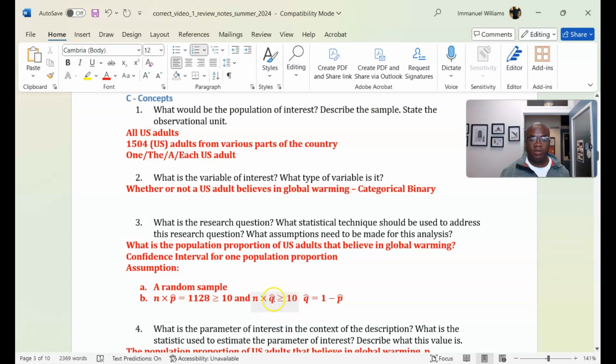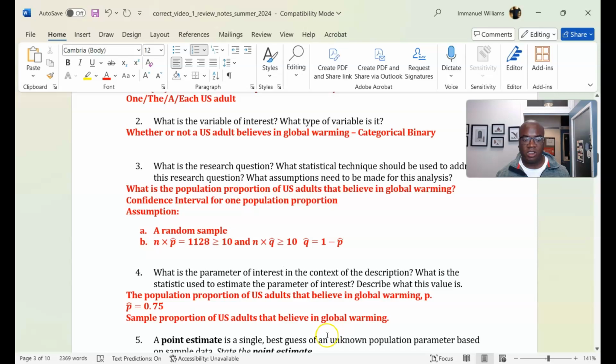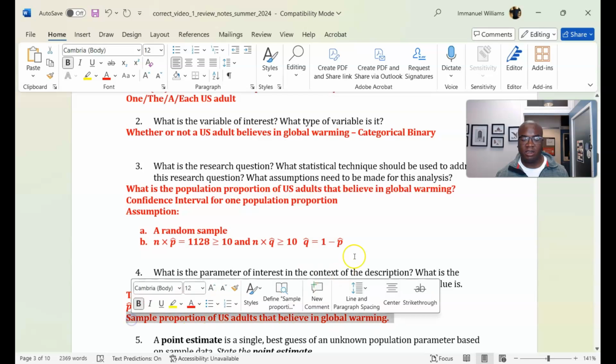All right, what is the parameter of interest in the context of the description? What is the statistic used to estimate the population parameter? Describe what the value is. The parameter of interest is going to be the population proportion of U.S. adults. Okay, what is the statistic of interest? It's going to be the sample proportion of U.S. adults that believe in global warming. My apologies for not saying that earlier. And describe what this value is. It's just 0.75. Okay, so you use p for the parameter, and you're going to use p hat, which is equal to 0.75, and this is our description of what p hat is.